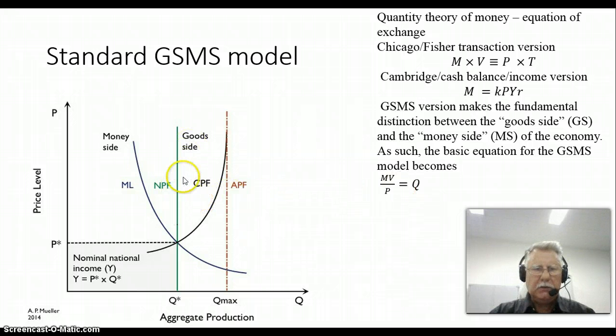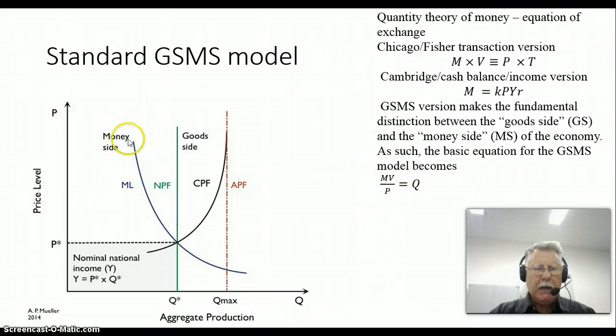Now let's look at the good side. We have here the natural production frontier and the absolute production frontier with its maximal output. And in between we have the cyclical production frontier, which connects the good side with the money side. Here is the money side. The money side is macroeconomic liquidity.